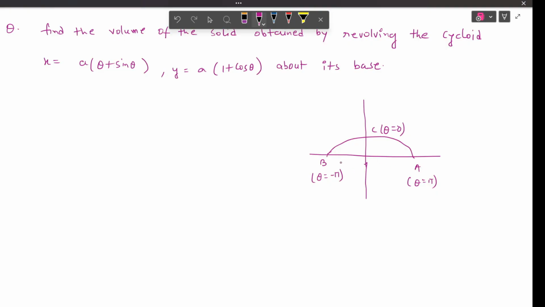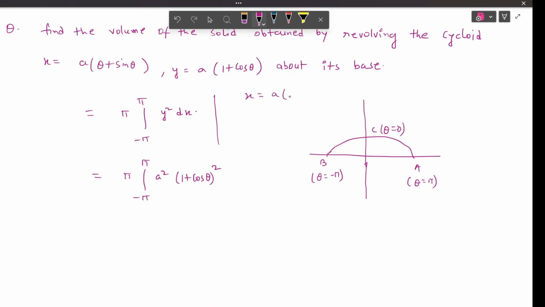Varies from minus pi to pi. So our volume would be pi integration minus pi to pi y square dx, and this will be pi integration minus pi to pi y square, that means a square (1 plus cos theta) square, and this is your y square, and for dx you need to differentiate it.